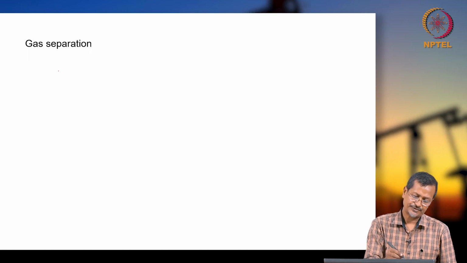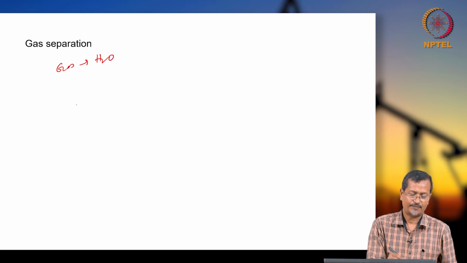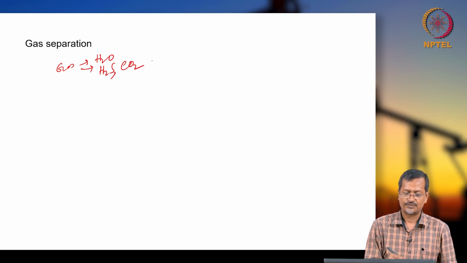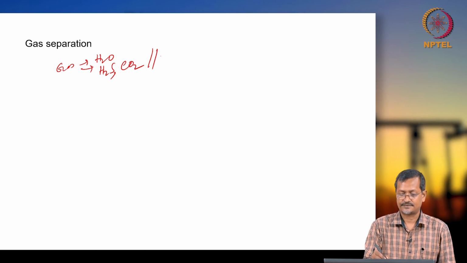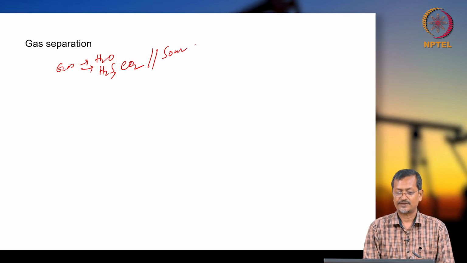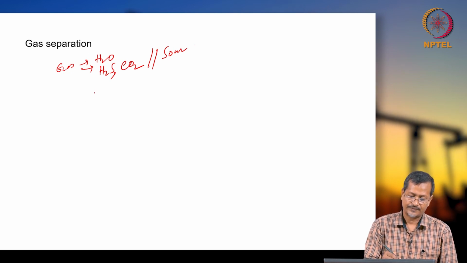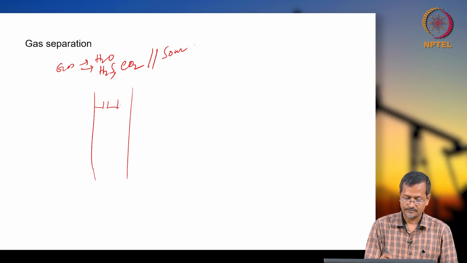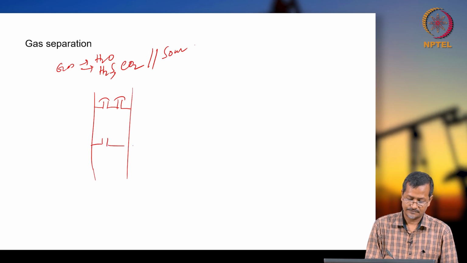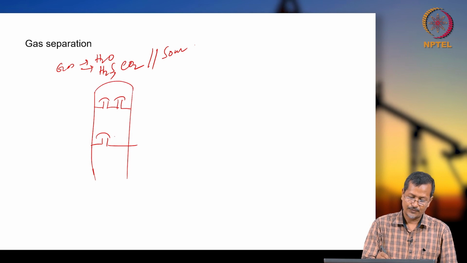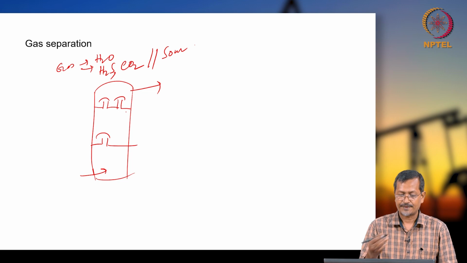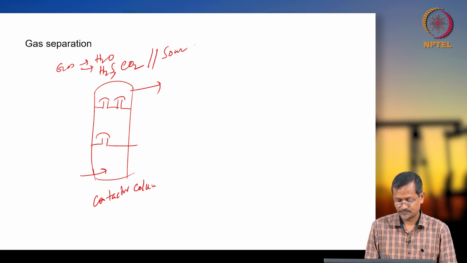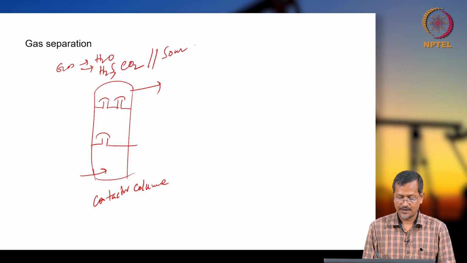Gas separation. When you have gas, the gas can have moisture, it can have H2S and CO2. H2S and CO2 are acidic gas or sour gas. If these components are not there, it will normally be called sweet gas. So how do you remove them? For that they create a contactor column, an amine or glycol separation unit. You inject your gas and you remove the H2O or H2S. This is called a contactor column. Later we will discuss in detail how this contactor column works.